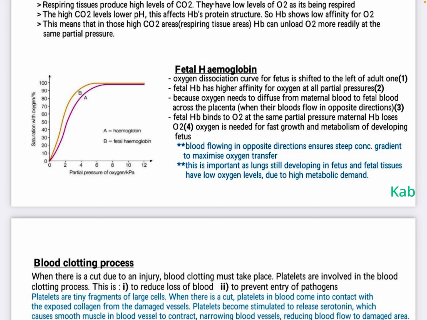The fetal hemoglobin. Basically, the oxygen dissociation curve for the fetus is shifted to the left of the adult one. Fetal Hb has higher affinity for oxygen at all partial pressures because oxygen needs to diffuse from maternal blood to fetal blood across the placenta when their blood flows in opposite directions. Fetal Hb binds to oxygen at the same partial pressure maternal Hb loses oxygen. Oxygen is needed for fast growth and metabolism of the developing fetus. The blood flowing in opposite directions ensures steep concentration gradients to maximize oxygen transfer. This is important as lungs are still developing in the fetus and fetal tissues have low oxygen levels due to high metabolic demand.